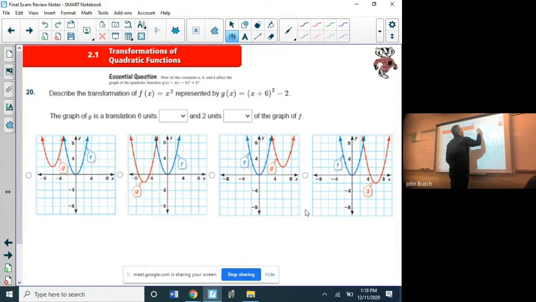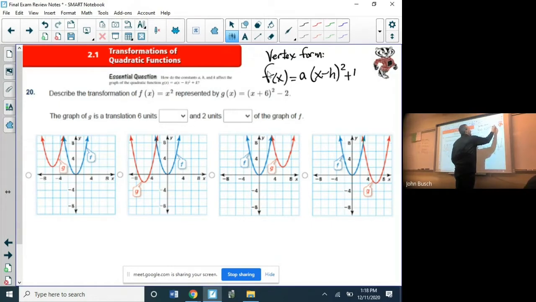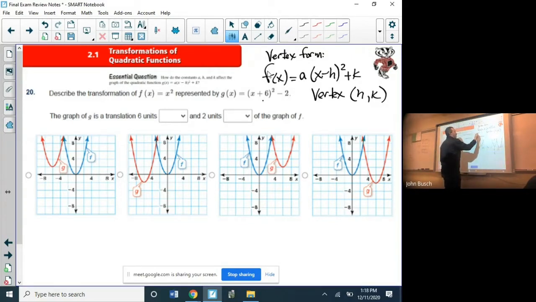Now, it's really worthwhile remembering that if you have a quadratic or a parabola in vertex form, then it looks like this, where there's a number in front, x minus h squared plus k, where the vertex is the point h comma k. So opposite sign, same sign. In this case, the vertex is at -6, -2. Opposite sign, same sign. So if we're looking for -6, -2, that's right here. So this is the one we're looking for. 6 units left and 2 units down from the parent function that has its vertex at the origin.